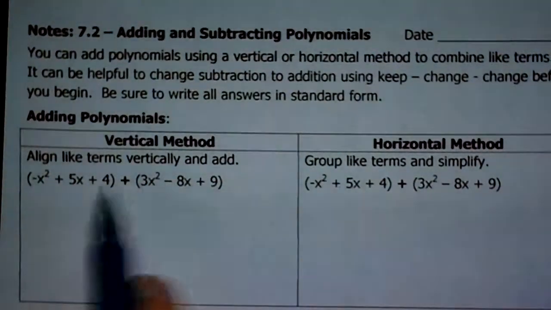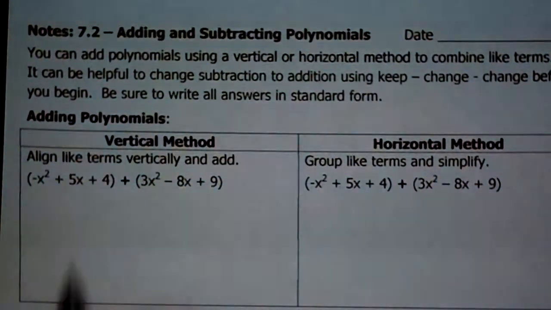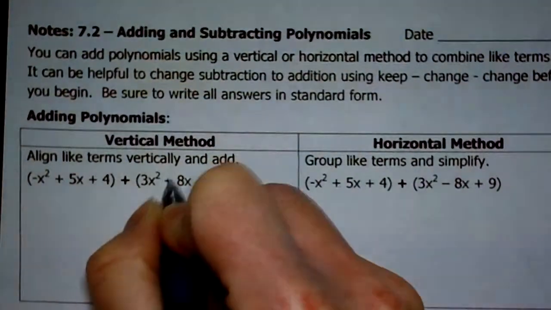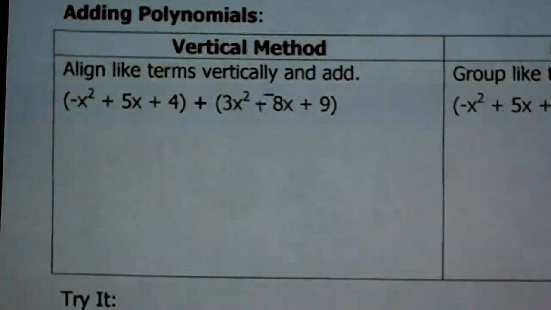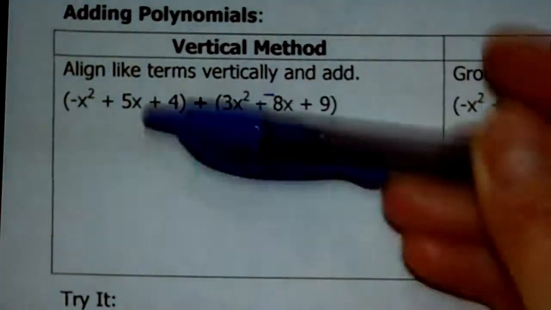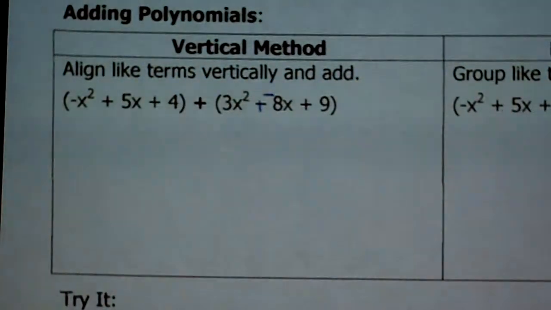I want to add these two polynomials together, and the first thing I'm going to do is look for any subtraction and add the opposite. So I saw a little spot right there. Let's zoom in a little bit closer here. Okay, the vertical method means I'm going to be setting these up one on top of the other, and all we do is line up the like terms vertically. It's kind of like we have to line up the decimal point.